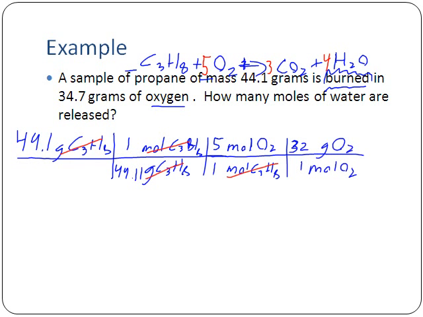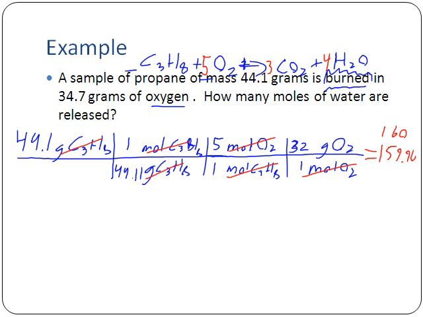Now at this point, our last step is quite simply just to solve this. When you do that, you take the ones on top, 44.1 times 1 times 5 times 32, divided by the ones on the bottom, so 44.11 divided by 1 divided by 1. And so when I get this, I get 159.96. To 3 significant figures would be simply 160. So to burn up 44.1 grams of propane, I need 160 grams of oxygen.